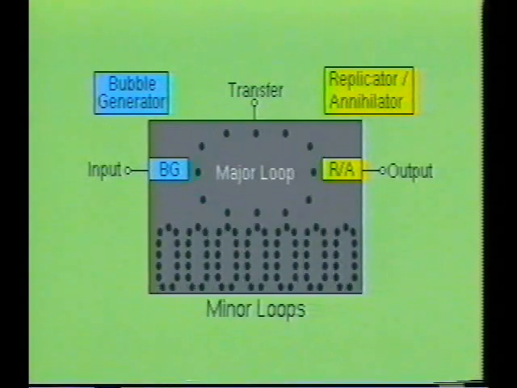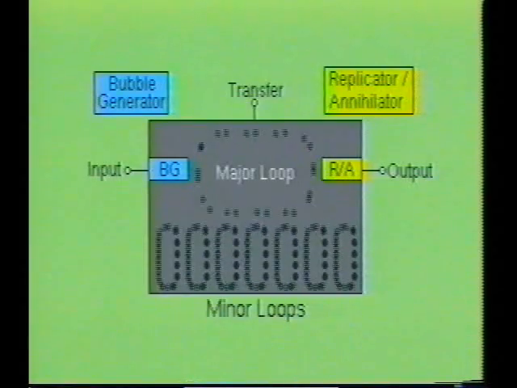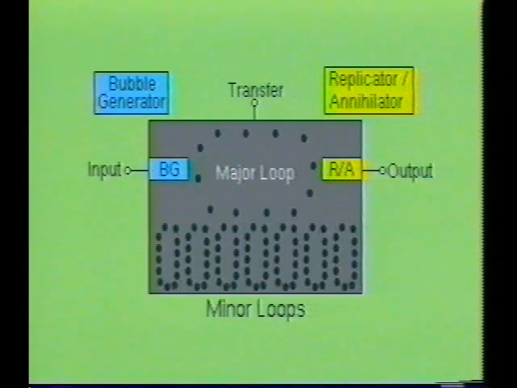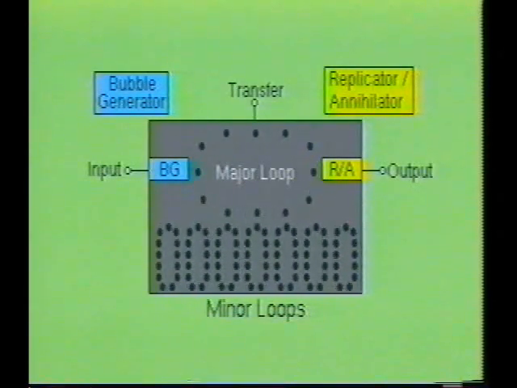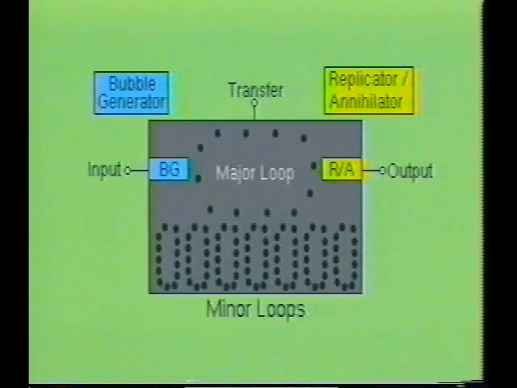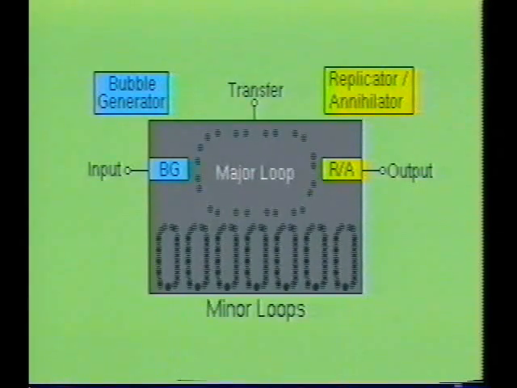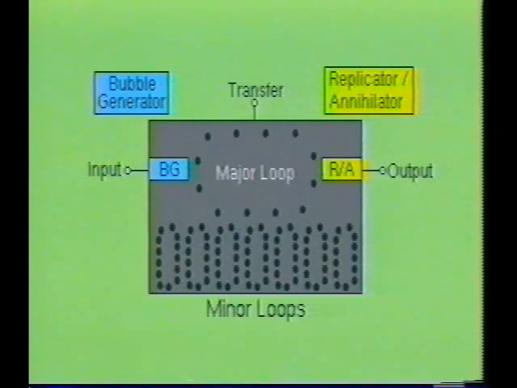Internally, the bubble device is organized with a major and minor loop organization. The major loop is used to control the data stored in each of the minor loops. The major loop is also used to transfer data from a minor loop into the output, or to take bubbles created by the bubble generator and store them into a minor loop. The minor loops, of course, are used to store the data.